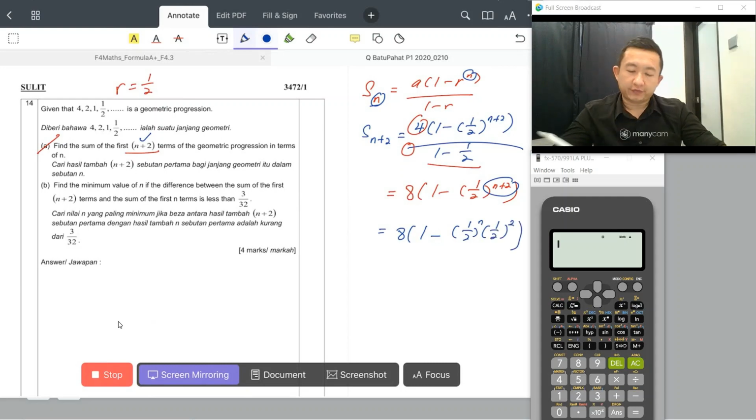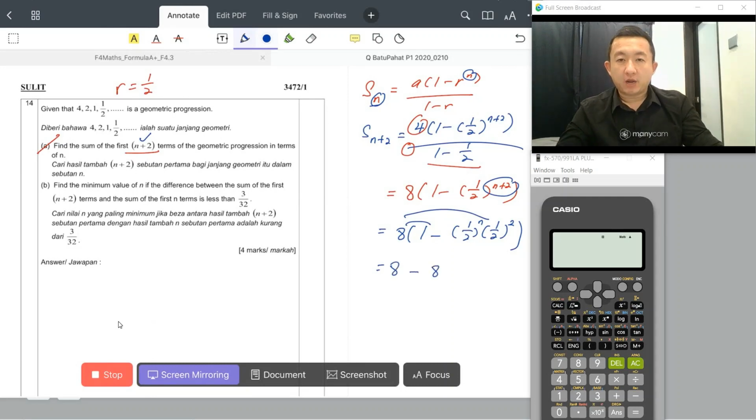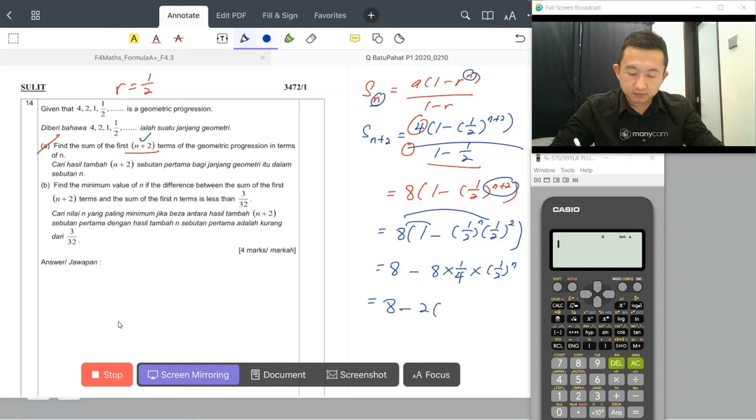This is what you have. And then you expand it. You have 8 minus 8 multiplied by how many? 1 over 4. Why do I group them together? 1 over 4 is from 1 over 2 squared, right? Because you can simplify it. And then multiply 1 over 2 to the power n. And this is your final answer for 14a.